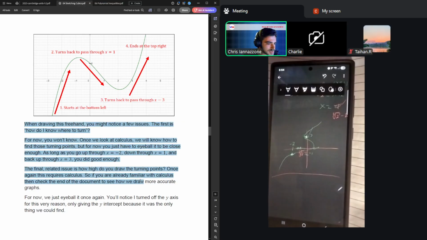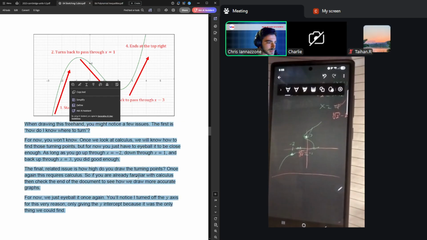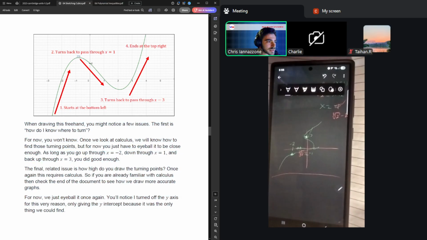And I go into more detail on this here, which is like why aren't we labeling turning points, for instance? We needed to do it for quadratics, why aren't we doing it here?